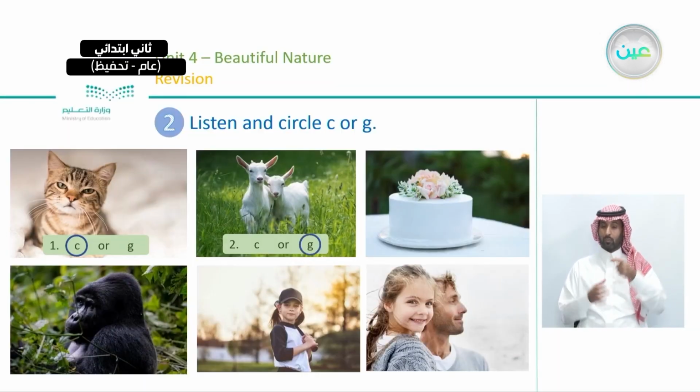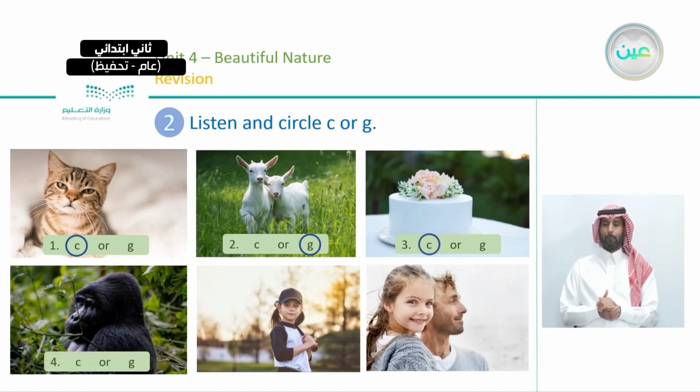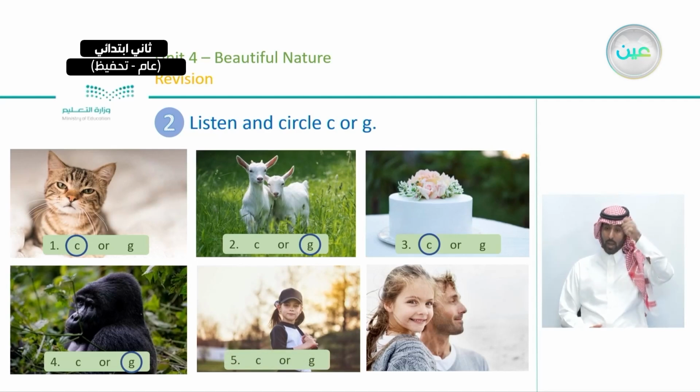Okay. After that, number 3, what is this? This is a cake. Okay. And can you tell me, is it C or G? C. That's right. So it's starting with C. Cake. Okay. What about gorilla? Gorilla. C or G? G. Excellent. So we have G here. What about cap here? Cap. C. That's right. So we have C here.